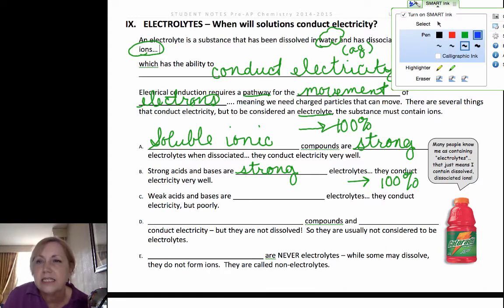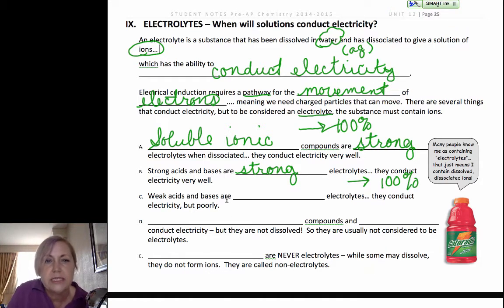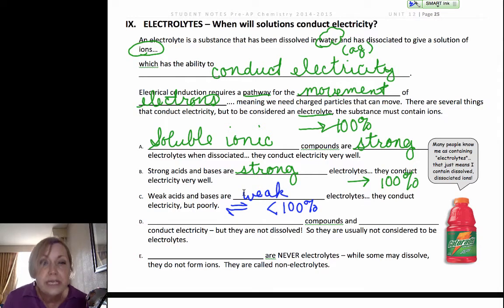Now, let's contrast these solutions to some other possibilities. Weak acids and weak bases do dissociate, but they set up a reversible reaction and they dissociate less than, usually much less than 100%. So the few ions that are formed will provide a pathway, but it won't be a very strong pathway. It will be a weak pathway, so we're going to call them a weak electrolyte. They weakly conduct electricity.